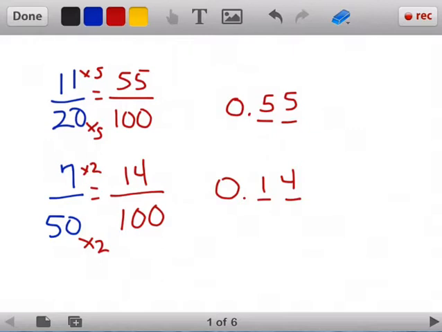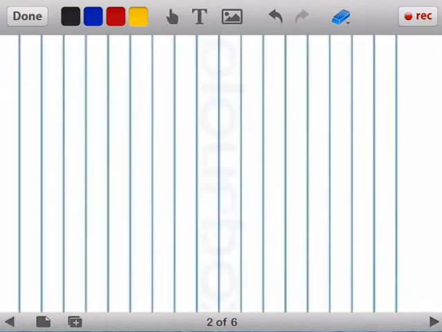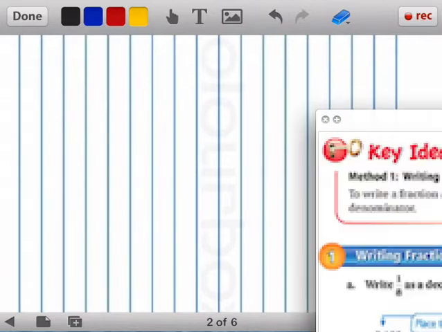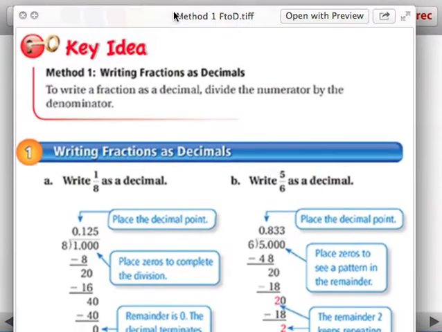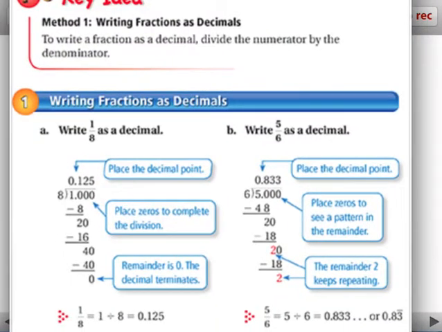Okay, so first notice I have vertical lines. You're going to see why I have vertical lines in a second. Okay, so this next method, let's see, that's the one. Key idea, writing fractions as decimals. To write a fraction as a decimal, divide the numerator by the denominator.